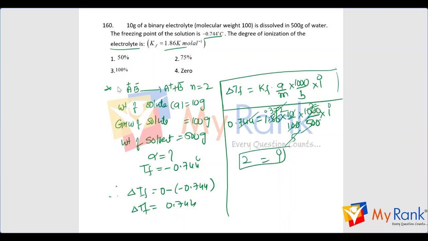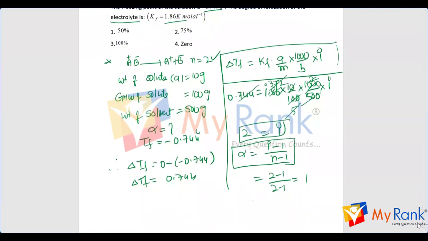I equal to 2 means, in case of dissociation, alpha is equal to i minus 1 by n minus 1. So i is 2 minus 1, and since the electrolyte is binary, n is equal to 2, so alpha is equal to 1. Alpha percentage is 1 into 100, which is 100%. So the degree of dissociation is 100%; it dissociates to the maximum extent. It is a strong electrolyte. And the next question.